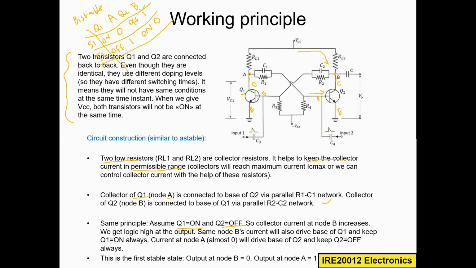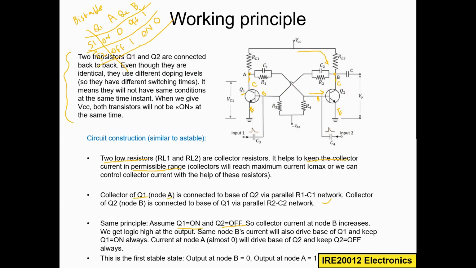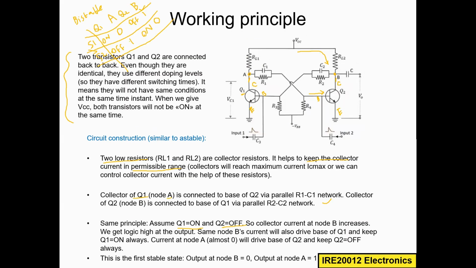Remember, I moved from step 1 to step 2 by applying the trigger signal. This is very important, you should note it down. Here I applied the trigger signal, and only then did I move to step 2. I am changing from one state to another state. This will maintain this 1 and 0 in nodes A and B forever. If I want to change now, I have to apply the trigger signal again. So this is the second stable state: node B is 0 and node A is 1.